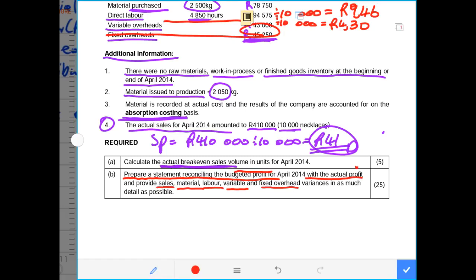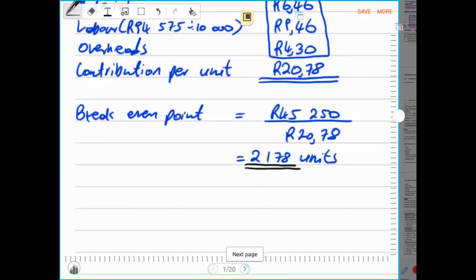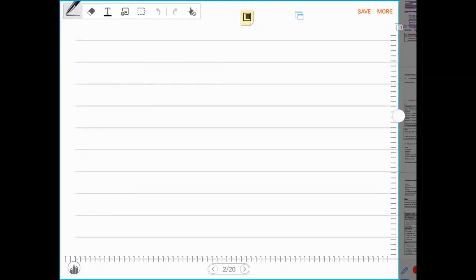So we are required to be as detailed as possible, and we need to be mindful of that. So now we have to provide all the details that we can provide. We are doing the reconciliation statement, reconciling budgeted with the actual profit.